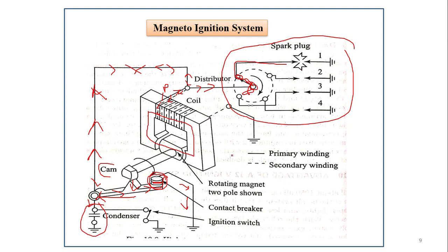So the only difference here, if you compare with the battery ignition system, is that the ignition coil system is replaced with this permanent magnet, but still you will find the primary and secondary windings are wound on this magnet.